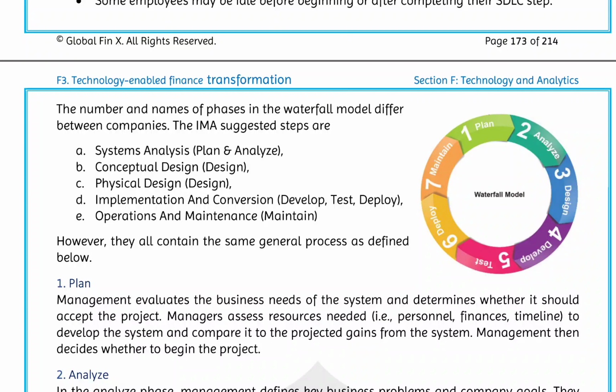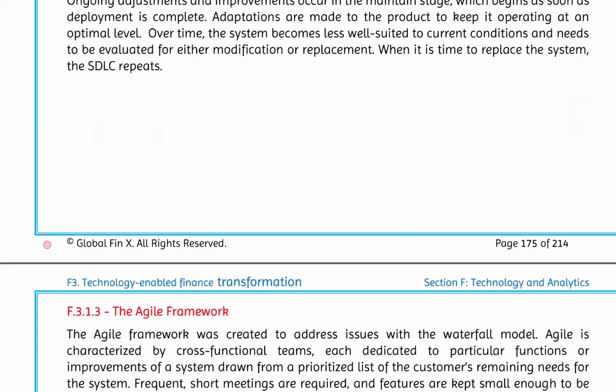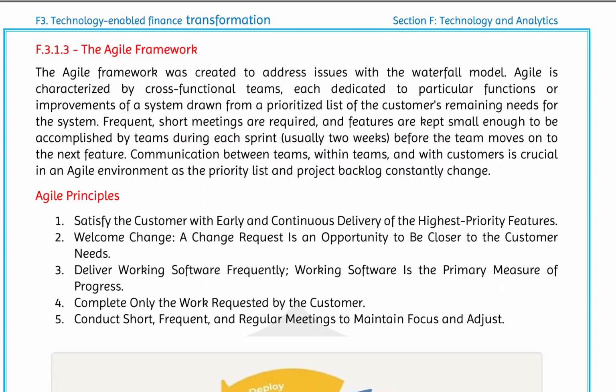Sir, again, you don't need to learn this waterfall model for the CMA exam. This is just for your reference. Some companies follow these 7 stages of development. That is one methodology of following it. So if you scroll down to the next page, the second model is the agile framework.